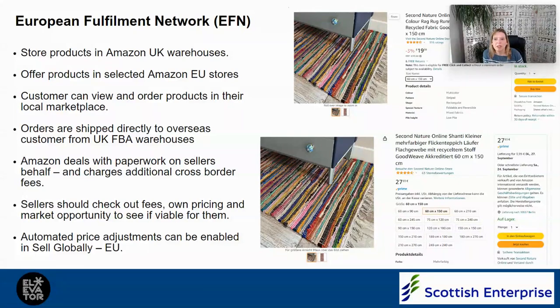So firstly, EFN seller fees, as you can imagine, are higher than they used to be due to the additional cross-border charges that Amazon incurs when shipping between the UK and the EU. And secondly, product and order eligibility may be more restricted, with certain products being excluded from the programme for various reasons, often related to value, dimensions and other customs restrictions.